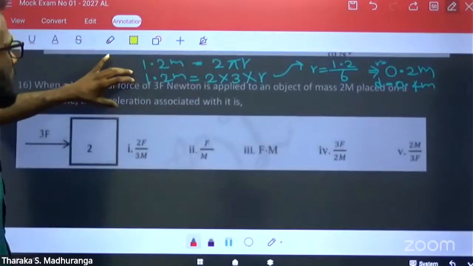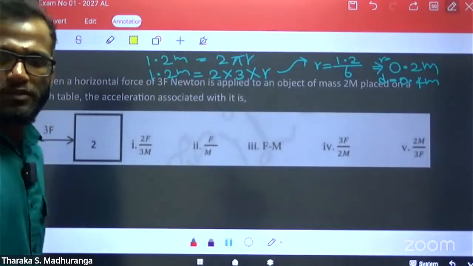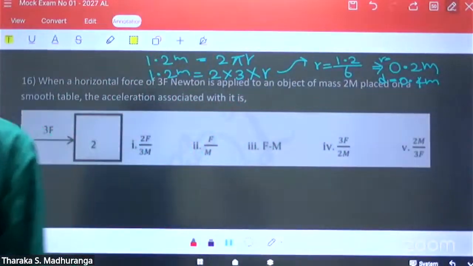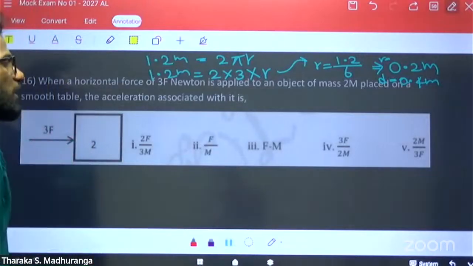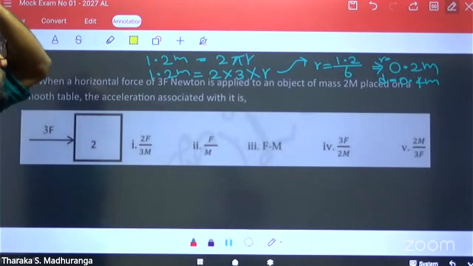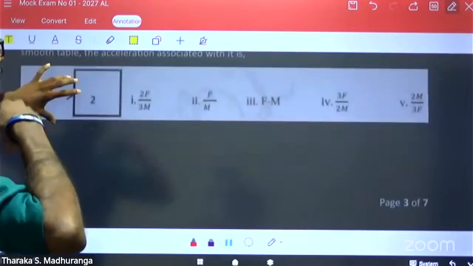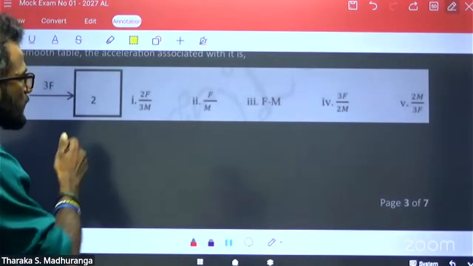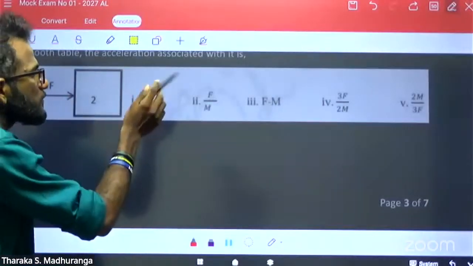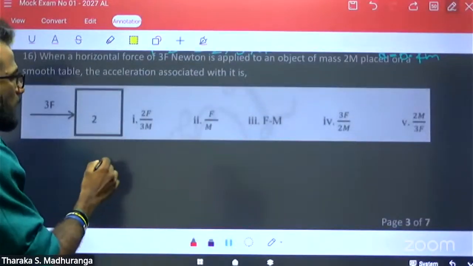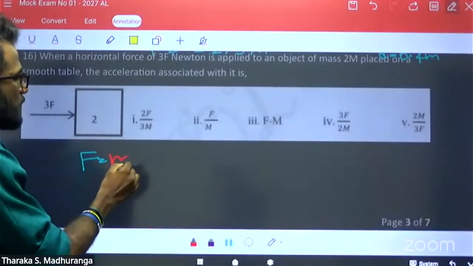It's a model paper question. When a horizontal force 3F Newton is applied to an object of mass 2m placed on a smooth table, what is the acceleration of the object? The mass is given, and the unbalanced force is also given. Then F equals ma is the equation.